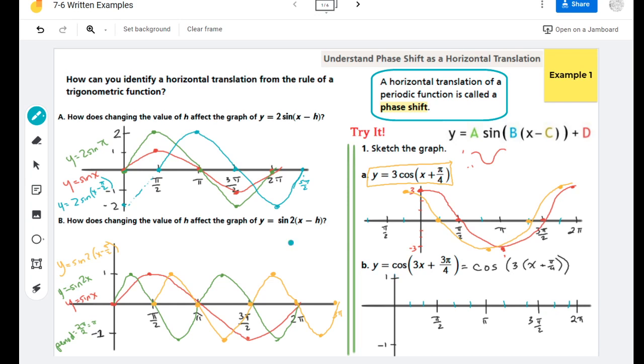So whereas the parent function starts out going here, here, here, here, here, we're going to divide each of those by 3 to move it over. So instead of being at pi over 2, it'll be here at pi over 6. Instead of being at pi, it'll be at pi over 3, which is here.